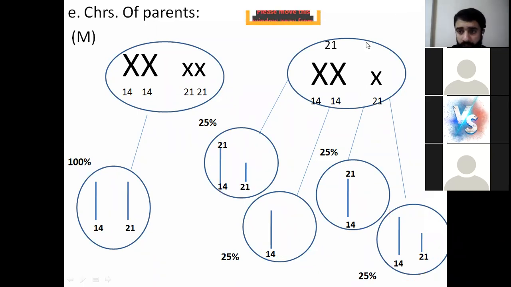This one you have to draw on your copybook. Here we have the translocation. Okay, so don't forget this. This is the translocated part. This is for the mother, and this is for the father, which is the normal one.